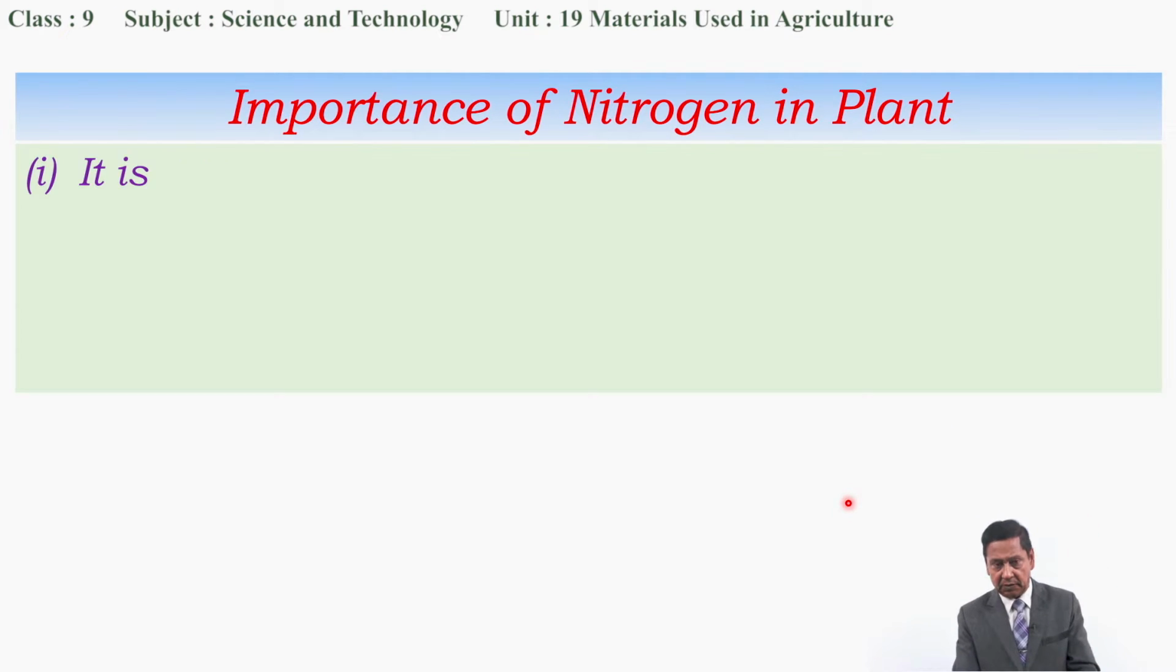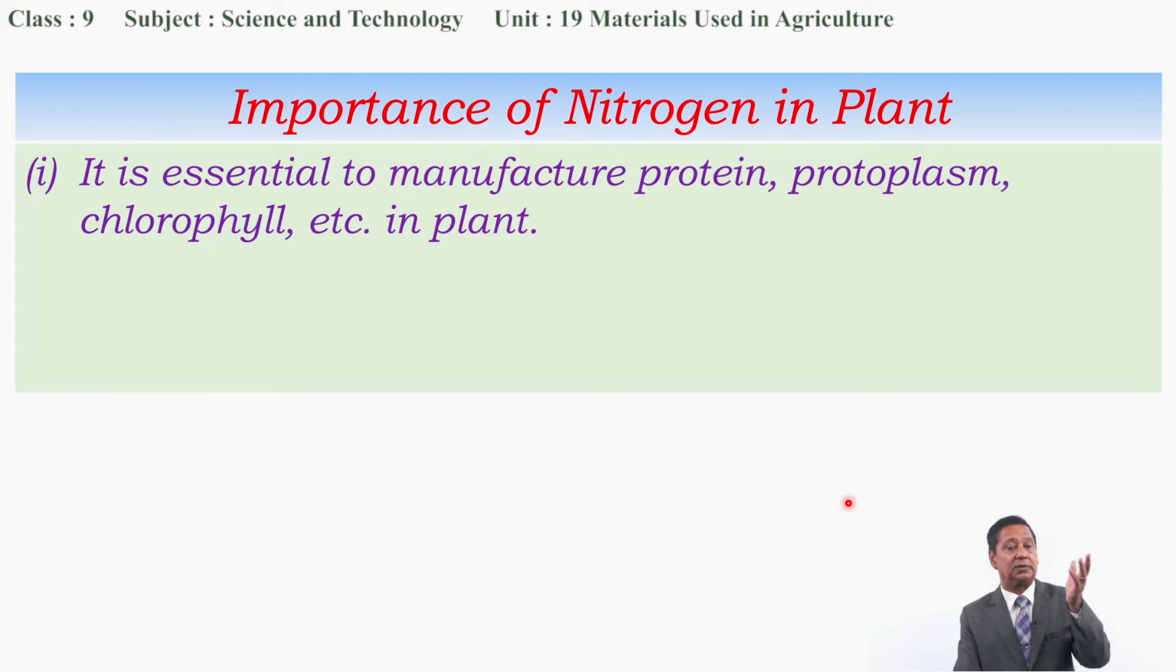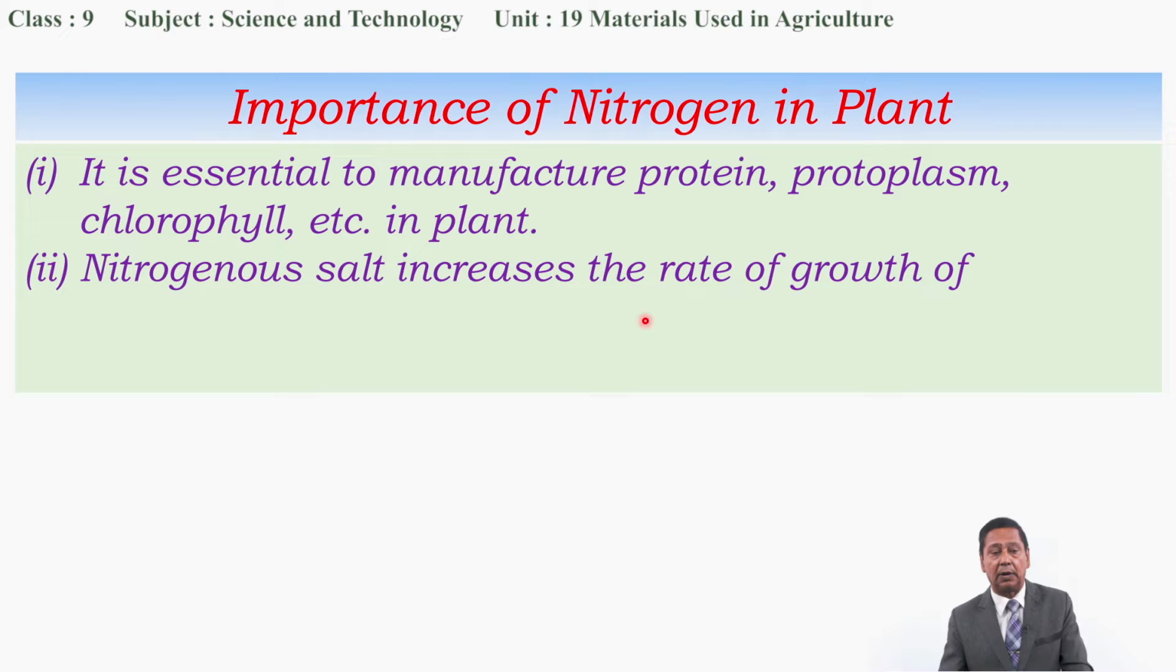What is the importance? First, we can say it is essential to manufacture protein, protoplasm, chlorophyll, etc. in plant. All these require nitrogen because all these are nitrogenous compounds, whether it is protein or protoplasm or chlorophyll. And second importance, nitrogenous salt increases the rate of growth of plant. To grow the plant faster, we need nitrogen in the soil, and that's why nitrogenous salt increases the rate of growth of plant. This nitrogen is supplied in the form of salt in the soil.